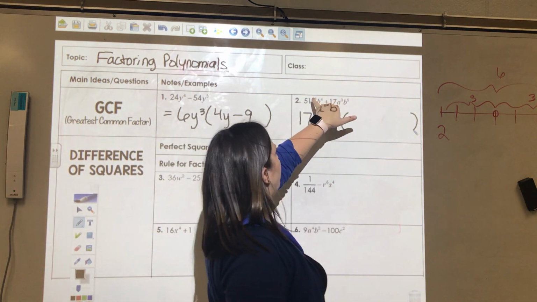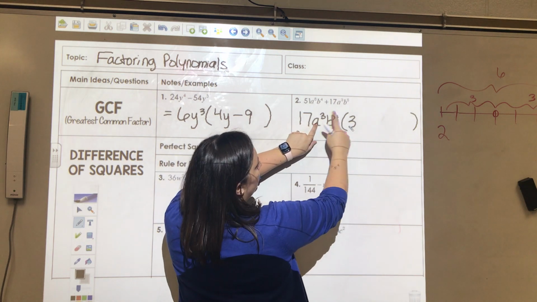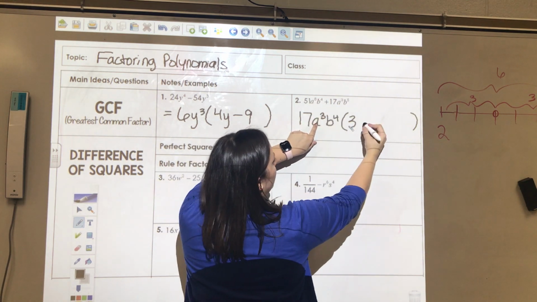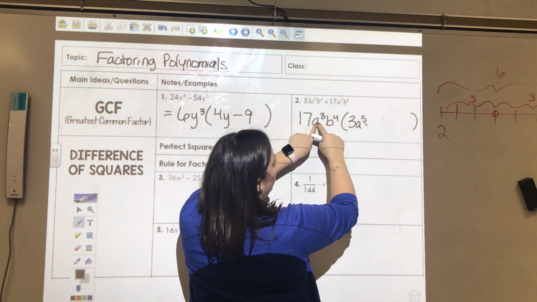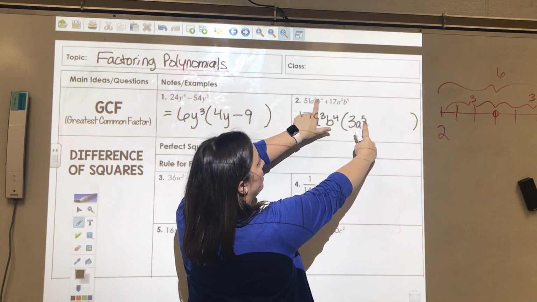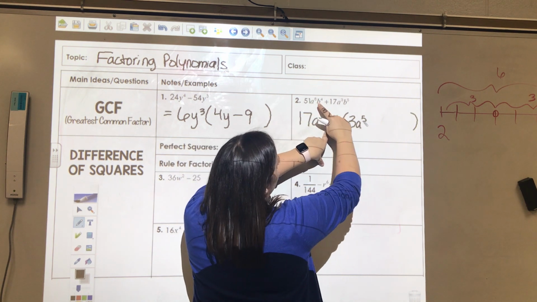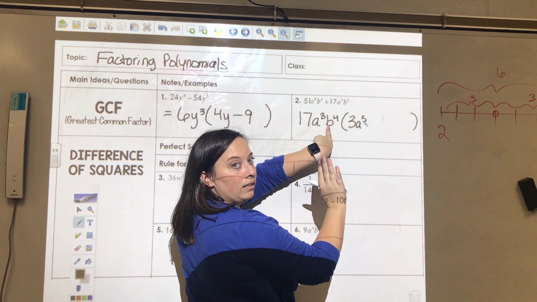17 times what gives me 51? That's going to be 3. A to the 3rd times what gives me a to the 8th? That's going to be a to the 5th, right? Because remember when we multiply, we add our exponents. So 3 plus 5 is 8. All right? And then b to the 4th times what gives me b to the 4th? That means we don't need to add anything.